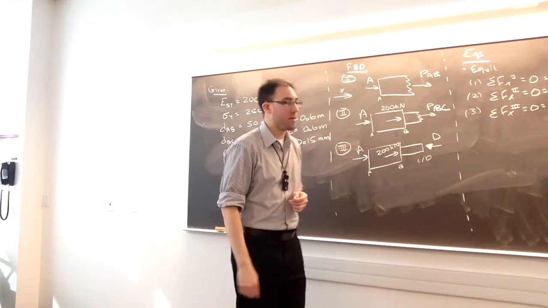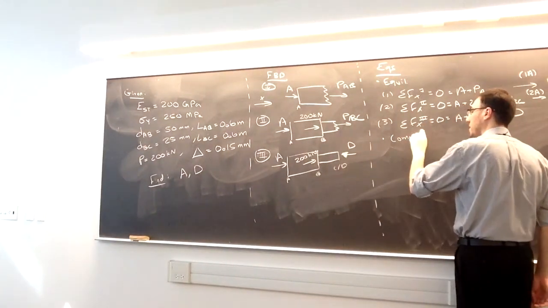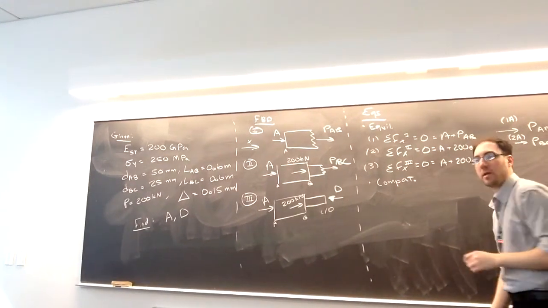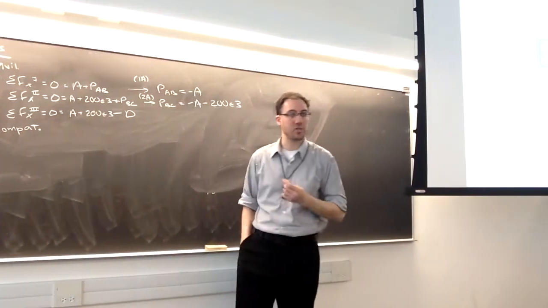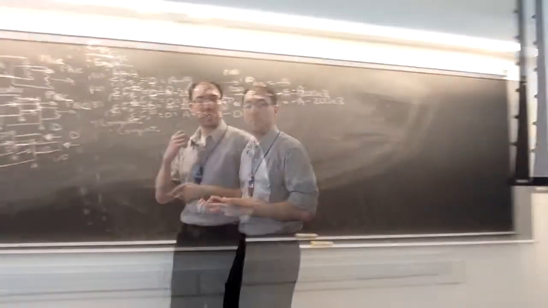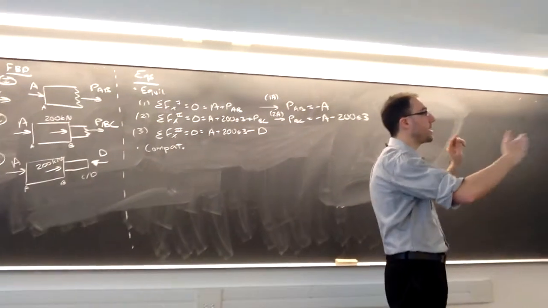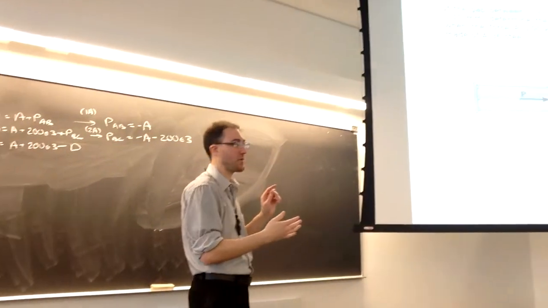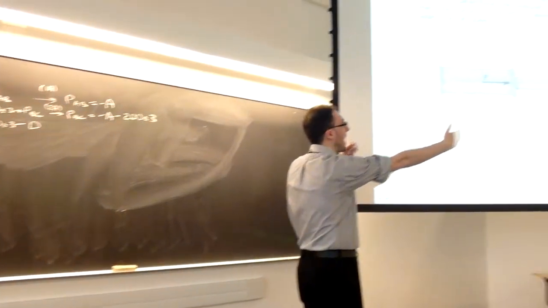Right, that's our equilibrium step. Compatibility, this is where we have to be a little bit careful. How will the deformations of the sections relate for this problem? We assumed that it bridges that gap. So if we add how much AB stretches or contracts, and how much BC stretches or contracts, that has to add up to fill that gap in.